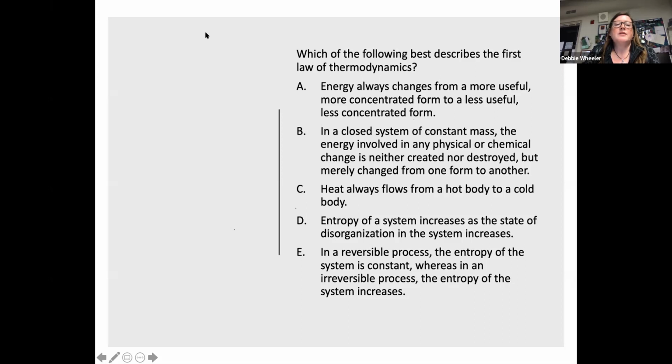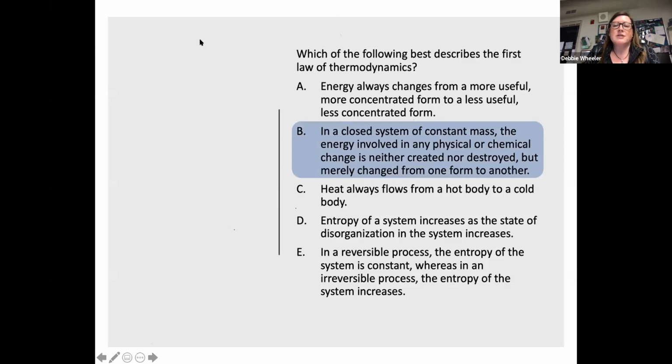Okay, a few more people left to vote. A, B, C, D, or E. And we'll keep it open for about 5 more seconds, please. So if you've got an answer, please go ahead and put it in. 3, 2. All right. So most folks answered B, which is great news.